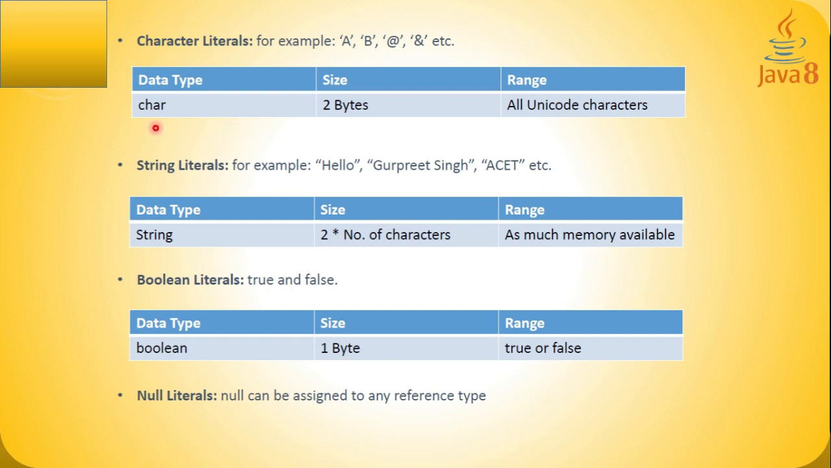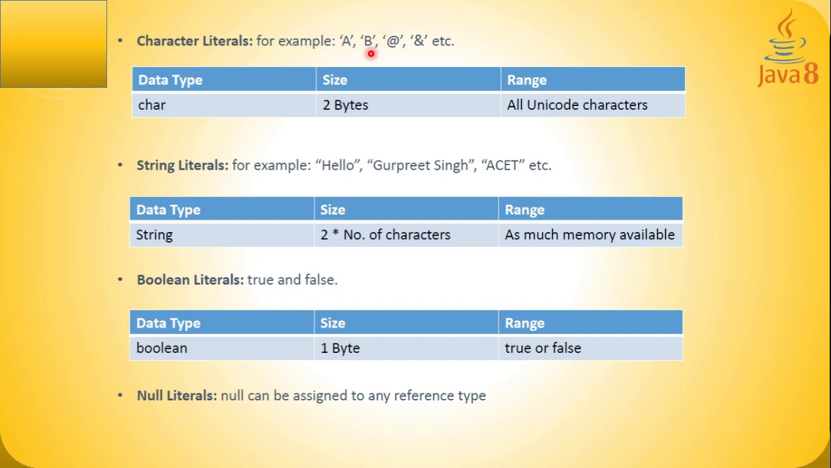Next is the character data type. Character data type, I have already explained. Java uses Unicode, so it uses 2 bytes to represent one character. Any character in single quotes, just look here: A in single quotes, B in single quotes, @ in single quotes, any character in Java represents a character. Remember, it's in single quotes, and its size is 2 bytes.